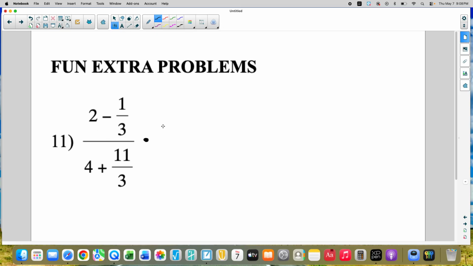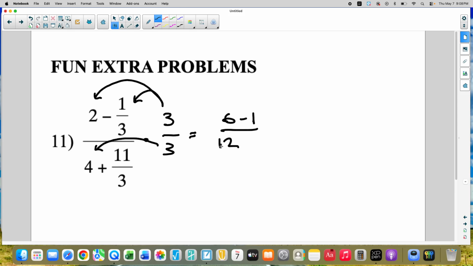So if we multiply by 3 over 3, I'm going to distribute it to there. That gives me 6. I'm going to distribute it to here. That gives me -1. I'm going to distribute it to here, which makes 12. And I'm going to distribute to here, which is plus 11. And 6 minus 1 is 5. 12 plus 11 is 23. That's the most efficient way, is you cancel out these denominators.